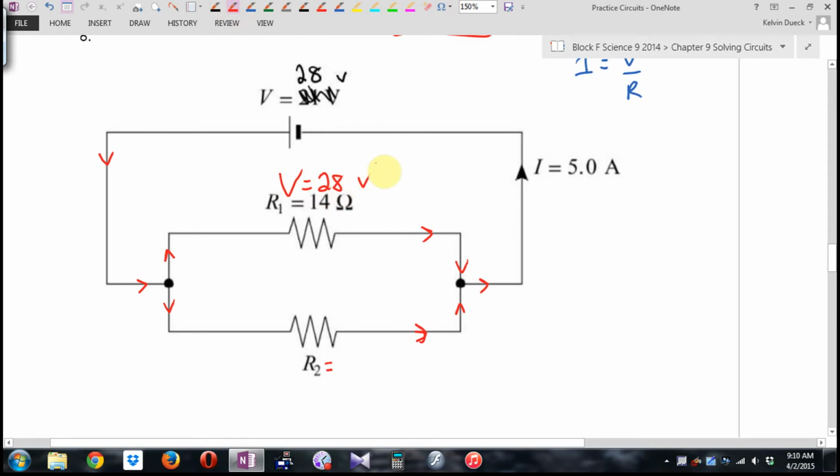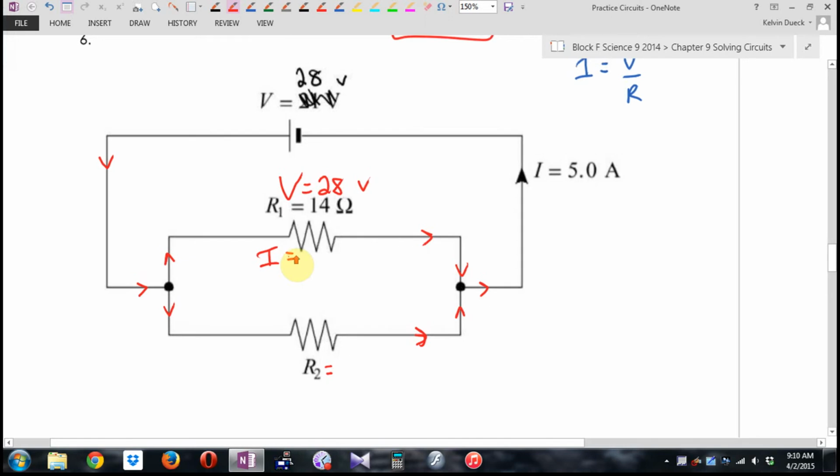Why is that so nice? Now I know 2 things. I think I can find the current here. I know the voltage. Oh, you know what? I can use this thing.